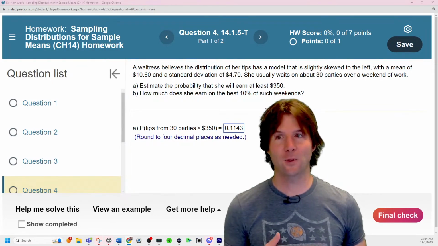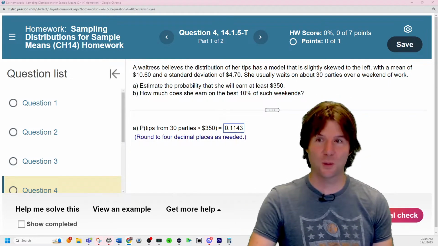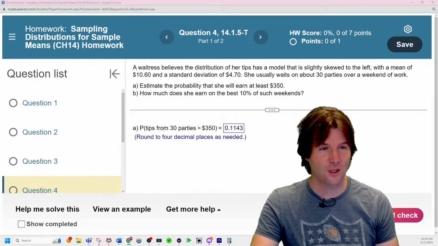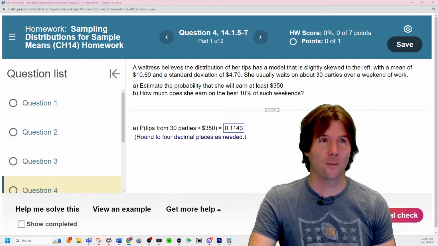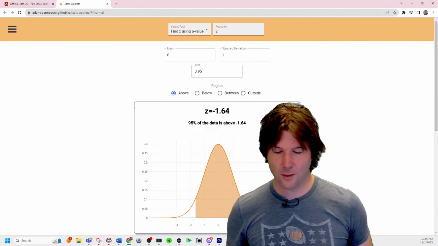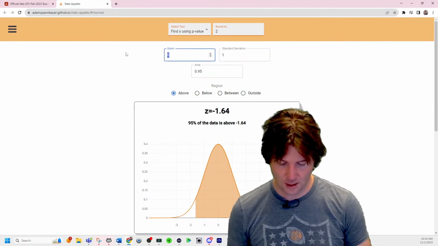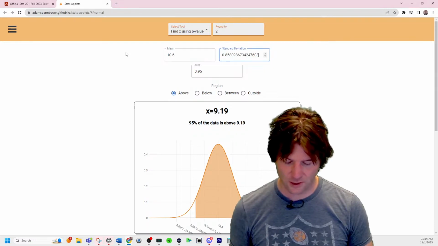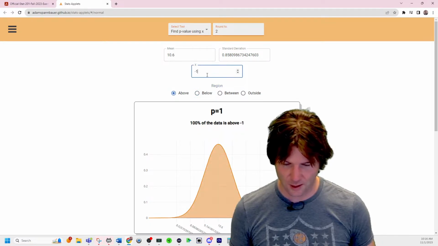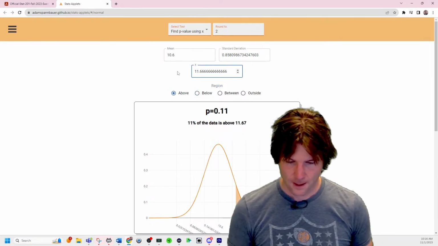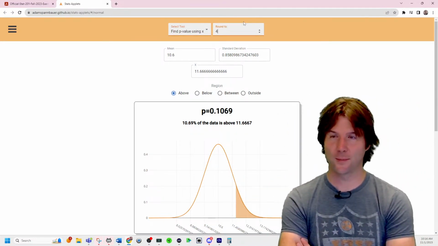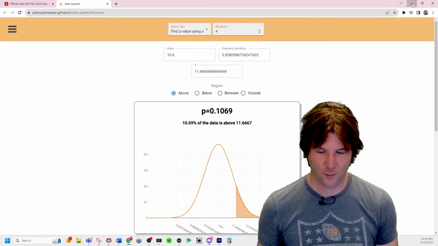We have to go over here to the apps, which I'm going to pin right here. So go to this pinned thing. You would not do this on the test because we don't have a way of you going to the apps. On the test, you'd probably find the z-score, which we can always find. Here we go. So what I would do now is take the mean of 10.6, the standard deviation of that, and then find the probability above an observation. So we want to go above 11.666. And to 2 decimals, bam, 0.1069.